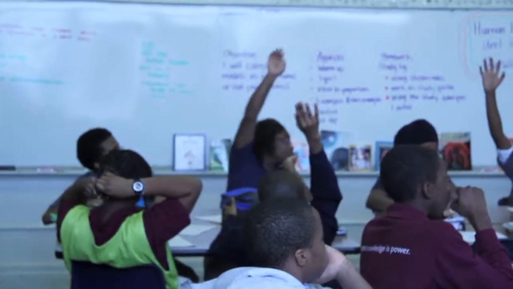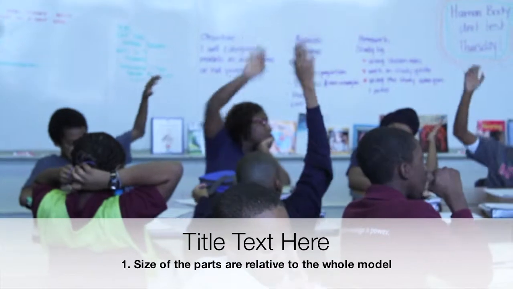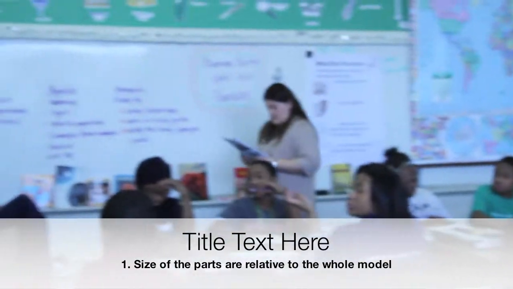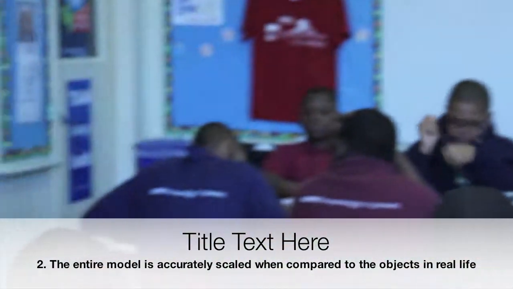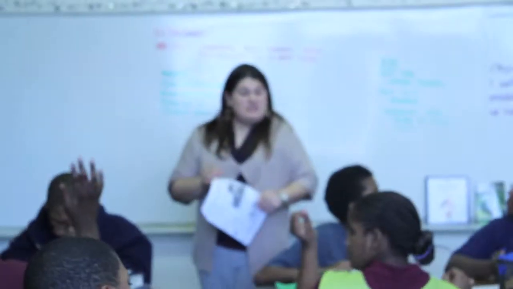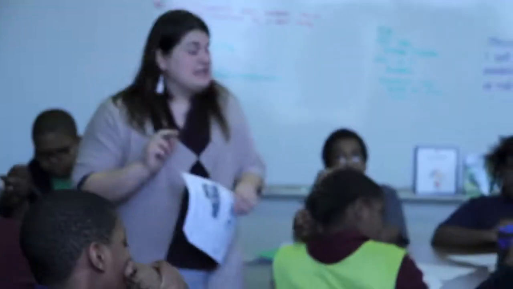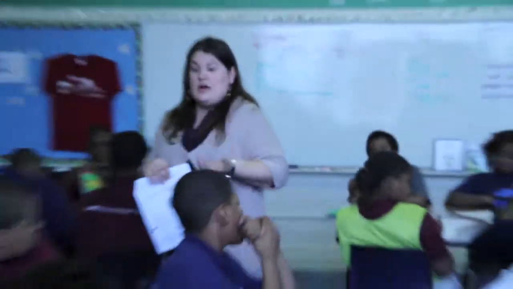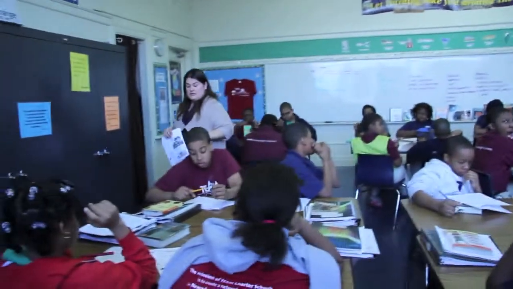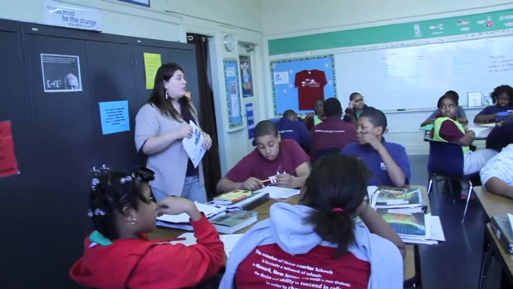Tell me the two critical attributes, please. Malik: Size of the parts are relative to the whole model. The entire model is accurately scaled when compared to objects in real life. And again, if a model is missing one or both of these things, it is not what, Abdullah? Not proportional. Good, it's not proportional.